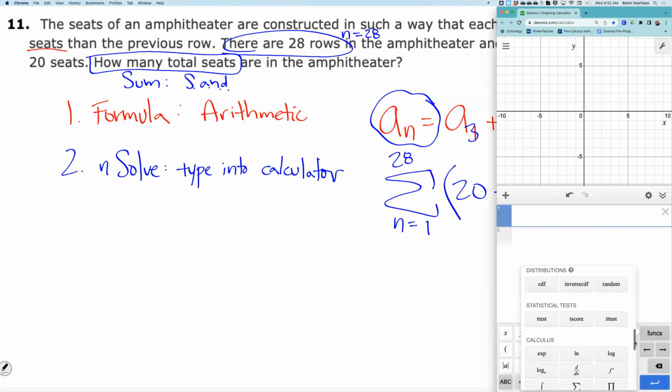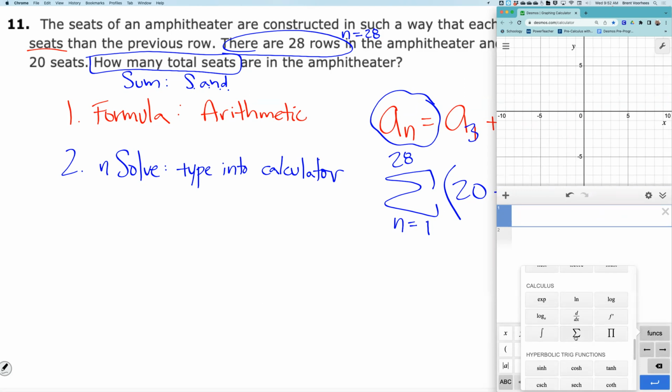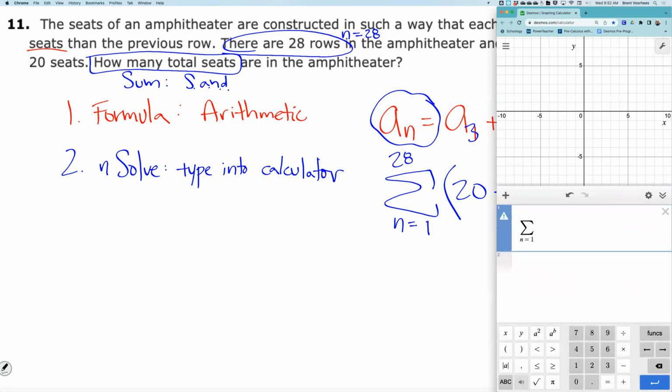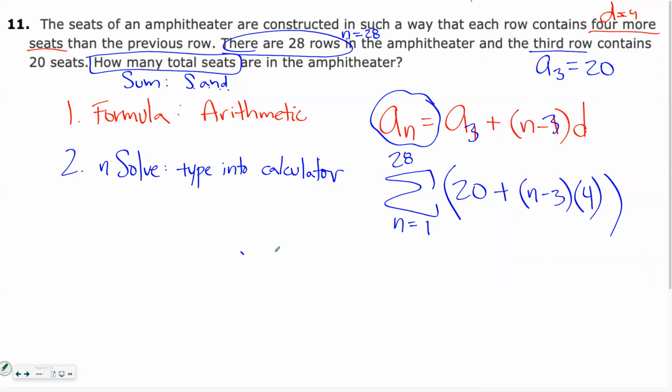Slide down. Is it in the calculus section? Yeah, there it is. It's in calculus. N equals 1 to 28. Don't forget the parentheses. I'll show you, if you don't use parentheses, notice it will not give you the right answer. I think it was N minus 3 times 4, is that what we had? If you don't put parentheses on there, you see how it won't work? So if it's saying add, that means you need to have a parenthesis. There you go. I'm getting 1848. Is that what y'all got? Yeah. Okay, great. That would be our solution here. 1,848 seats.